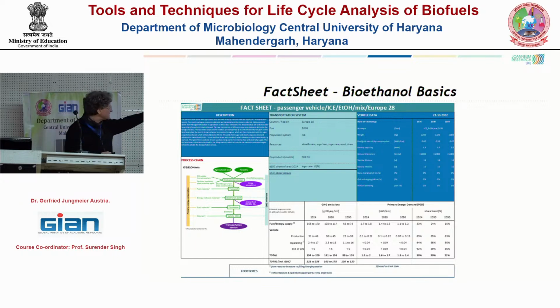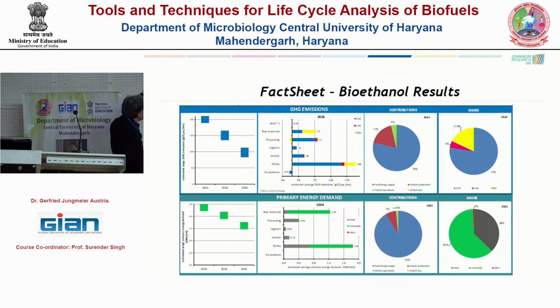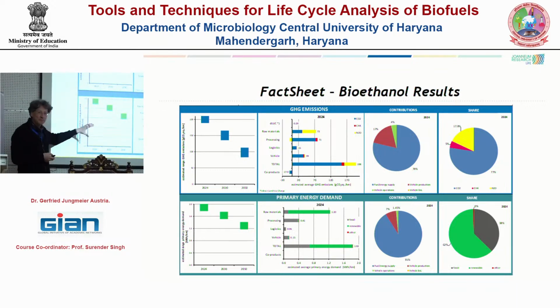And this white table here already is a result table, but I show it to you in the graphs we are producing. So one of these graphs is the fact sheet, the lower part for bioethanol results, and in this part here, these are the greenhouse gas emissions. So this is information about the greenhouse gas emission, and this is information about the primary energy demand.